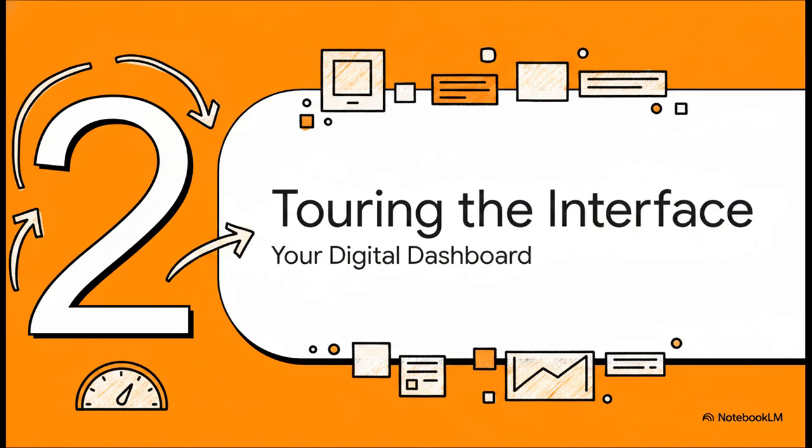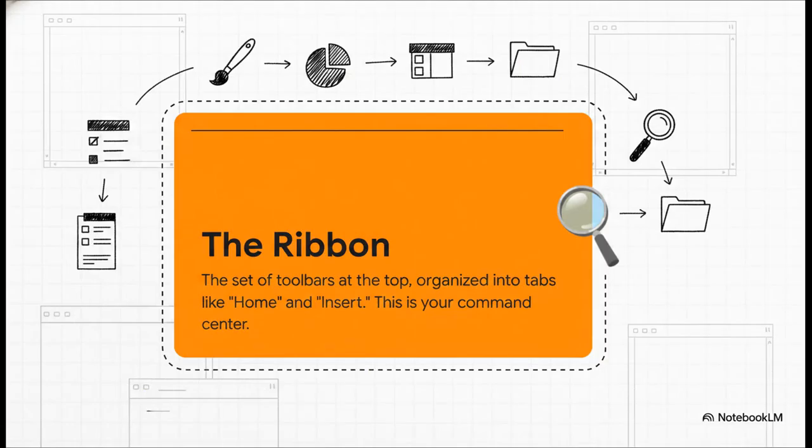Okay, now that we know what it is, let's actually take a look around. We're going to do a quick tour of the main screen. Think of it as your digital dashboard, just so you know where everything is. So, the first thing you'll see right up at the top is this big area with all the buttons and menus. That's called the ribbon. And honestly, the best way to think of it is as your command center. All the tools you could ever need are right here, and they're organized into these different tabs. You've got the Home tab for all your day-to-day stuff, and then you've got tabs like Insert for when you want to add things like charts or pictures.